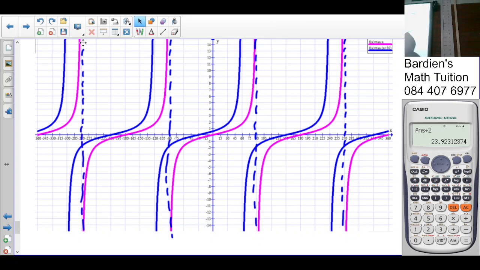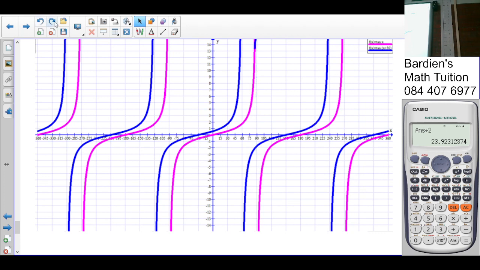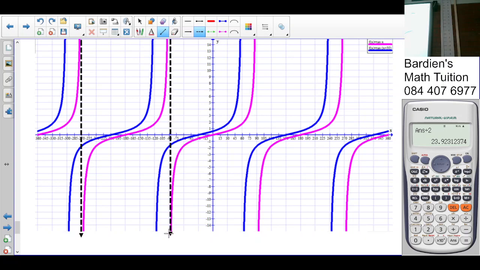Okay. I could have just used the dotted line. Let's take this off. The dotted line, right, 90, 270, there we go, and 90. Can you see the graph comes close but never touches it? Can you see that, people? So these are the asymptotes of the original graph in pink.